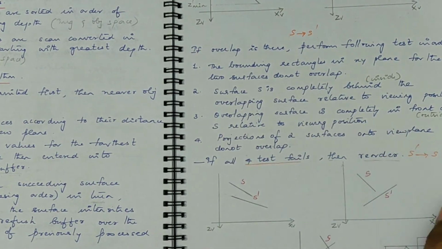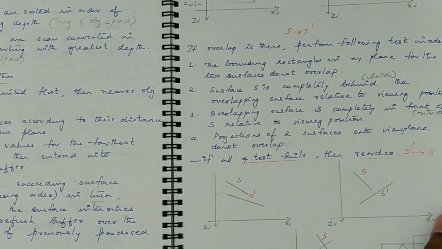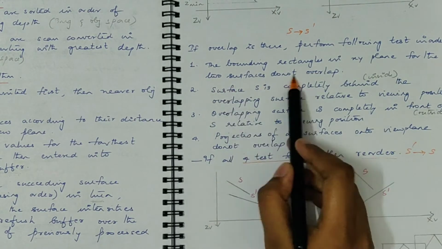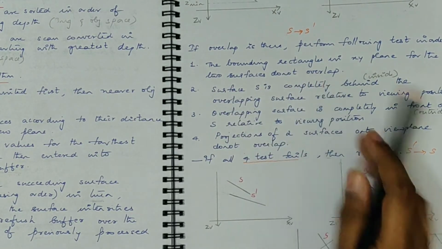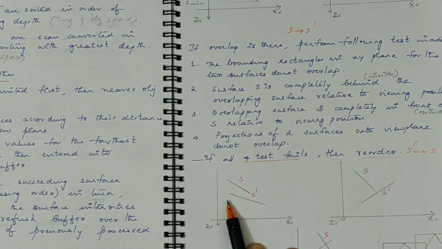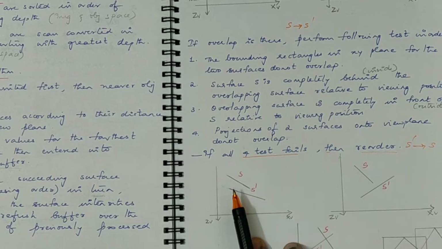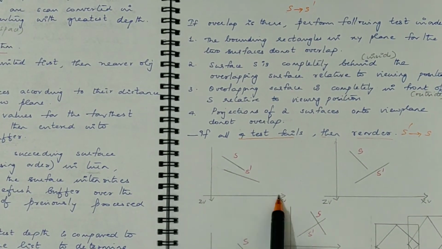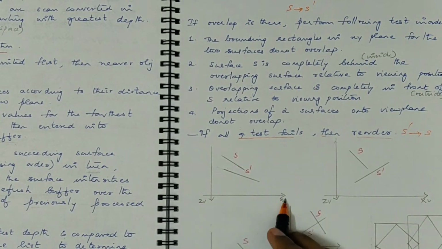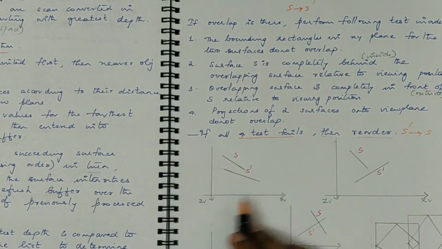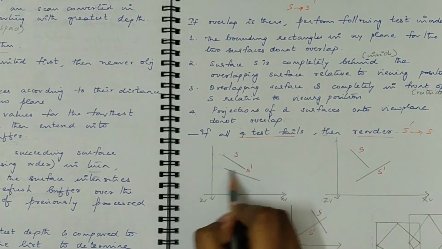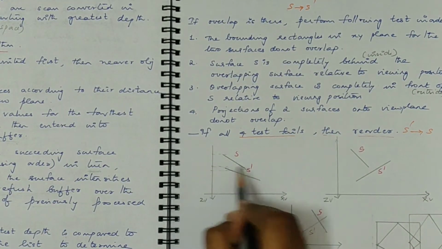So let us see what these 4 tests are. The first test says the bounding rectangles in the XY plane for the 2 surfaces do not overlap. That is the first test. What does that mean? Let us take this example. In this example, does it fail test 0? It does fail test 0, because here you can see these are the depth values.